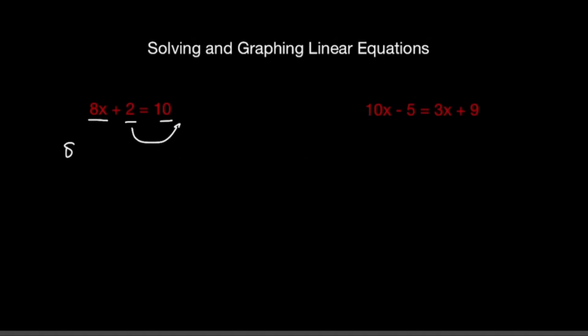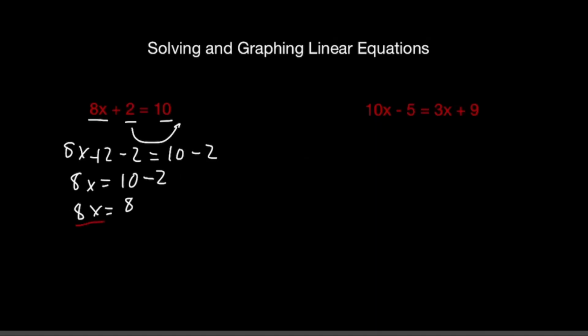So we get 8x plus 2 minus 2 equals 10 minus 2. When simplifying that, we get 8x equals 10 minus 2, and 10 minus 2 equals 8. So 8x equals 8. Now, 8x is 8 multiplied by x, so we have to do the opposite. The opposite of multiplication is division, so we divide each side by 8, giving 8x over 8 equals 8 over 8. So x is equal to 8 over 8, which, as we know, is equal to 1.